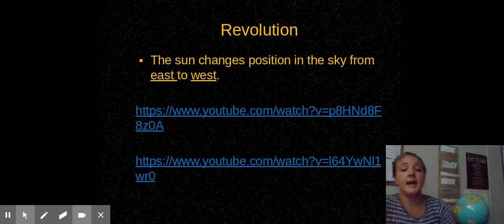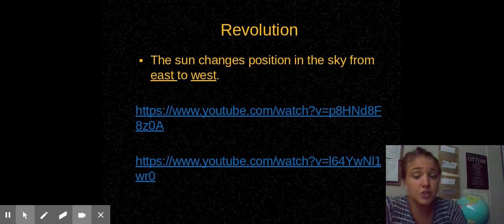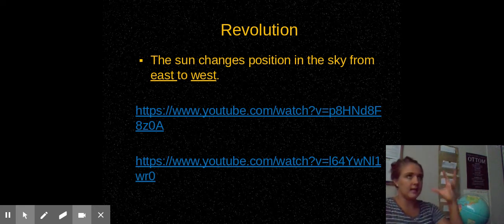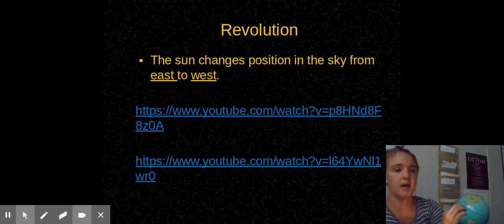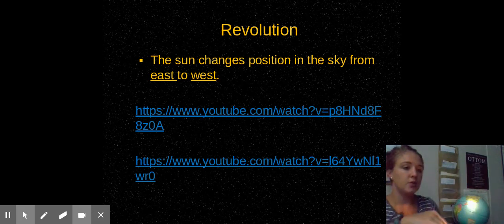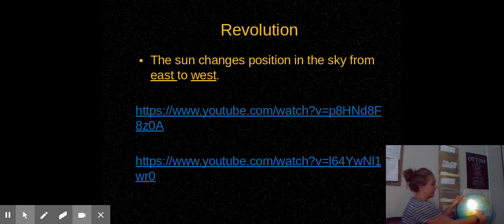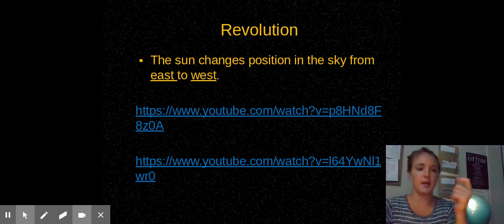Now, don't forget, the sun still changes position in the sky from east to west. It does, but not because the sun is moving, because we're moving. So it's still going to complete this pattern of moving east to west. Okay, here we are again over here. It's still going to look like it's changing, but it's not because the sun is moving. It's because we are moving. The Earth is spinning.